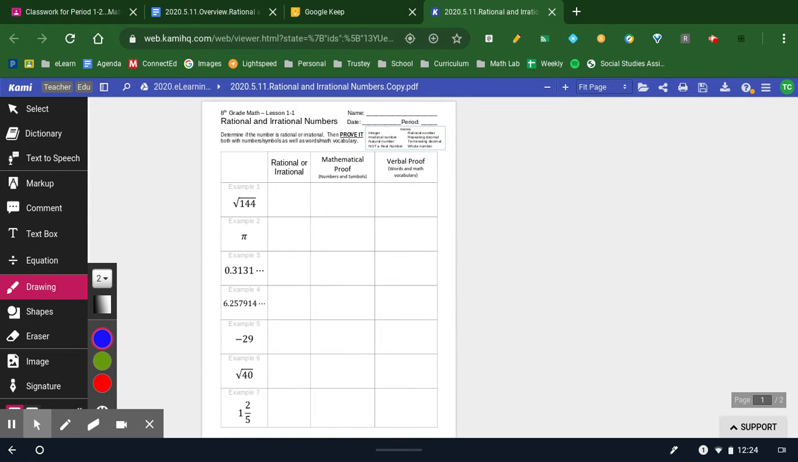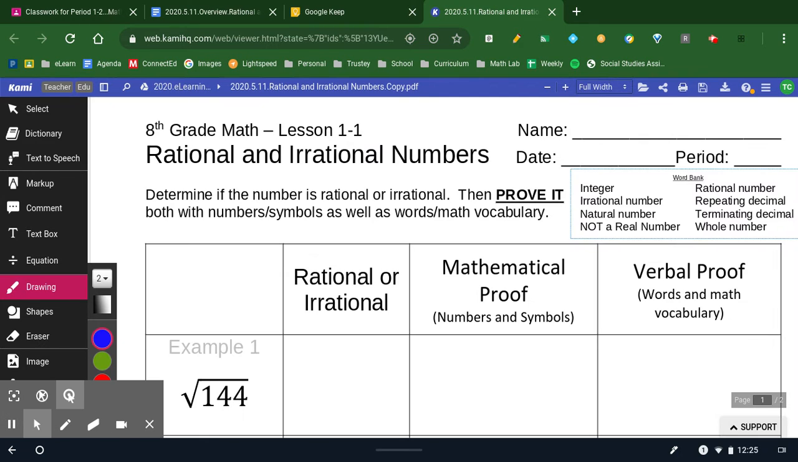Your focus, the directions say, determine if the number is rational or irrational. But guess what? Anybody can guess right half the time because all you have to do is write rational, irrational. So what I'm going to ask you to do is not just label them, but to prove it. In other words, we should be able to come up with mathematical proofs with numbers and symbols, or with verbal proofs using words. I have placed a nice little word bank up in the top right-hand corner if that helps you with the verbal proofs later on.